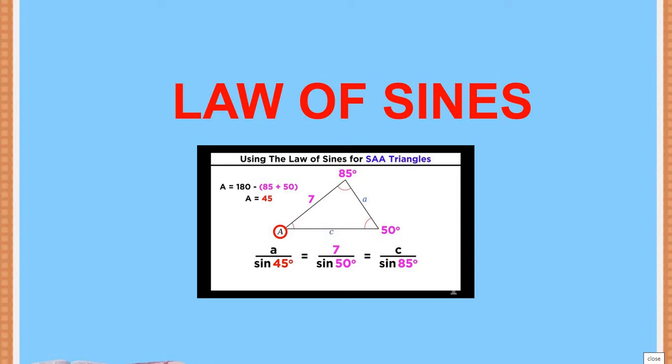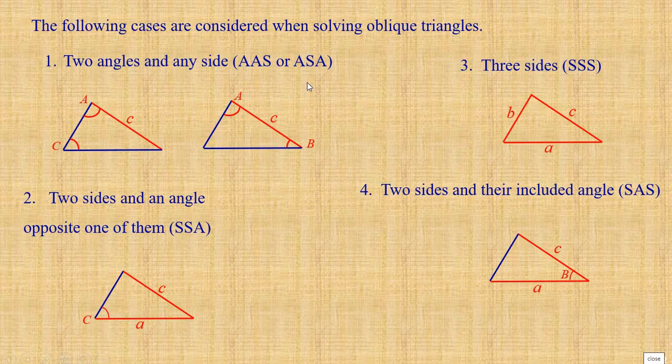So in here we're going to talk about the law of sines. Again, SOHCAHTOA is only used if we have a right triangle. So, what about if we have an oblique triangle? An oblique triangle is one wherein there is no 90-degree angle.